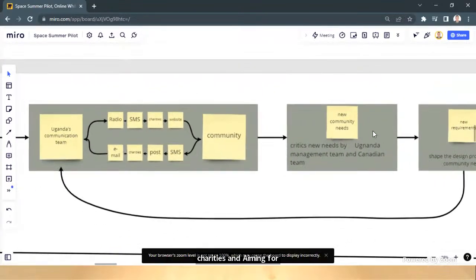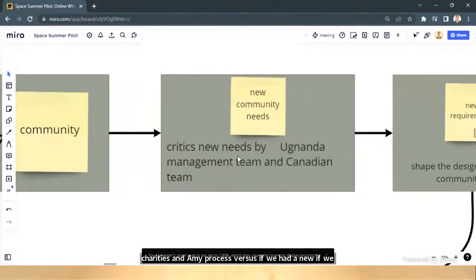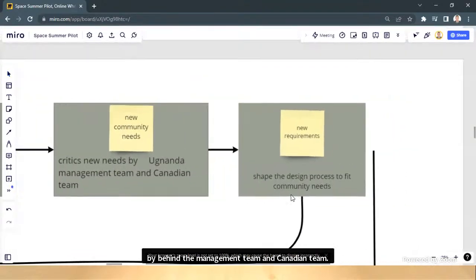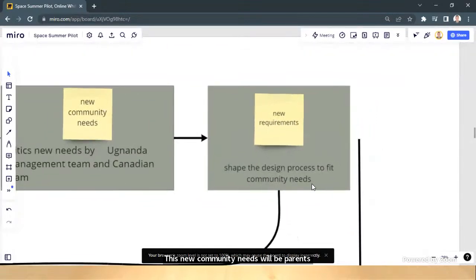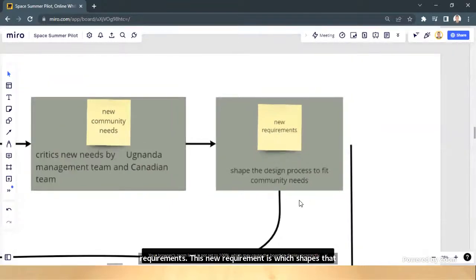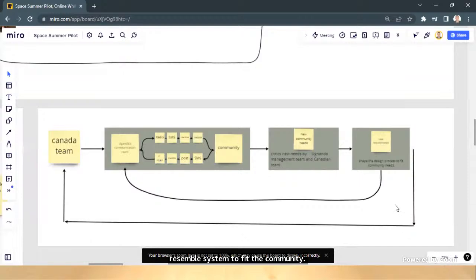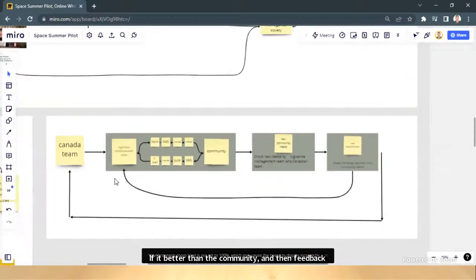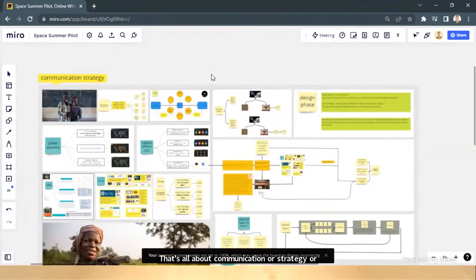From this process, if we have a new community need, it will be characterized by the Uganda management team and the Canadian team. This new community need will be translated to new requirements. These new requirements will shape the design process to fit the community needs. Also, we have feedback to the Uganda community team and then feedback to the Canadian team. That's all about communication and strategy. Are there any questions at this part?